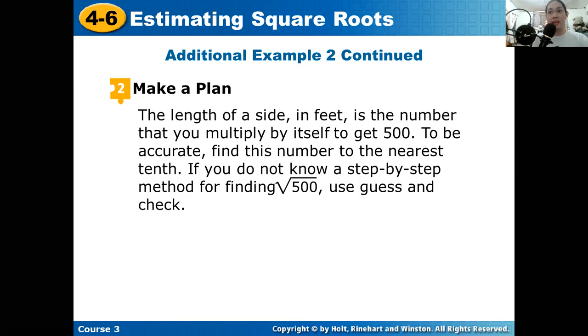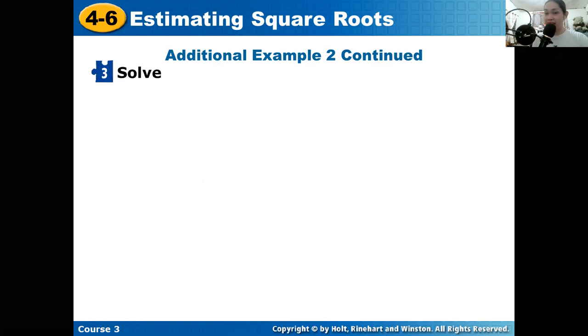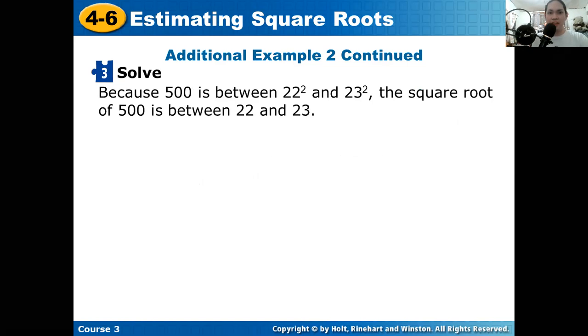How do we estimate square roots that are not perfect squares? Okay, so how do we get it? Let's try to solve. Again, we are looking for the square root of 500. We will try to estimate the value of the square root of 500. So we have that 500 is between 22 squared and 23 squared. The square root of 500 is between 22 and 23.